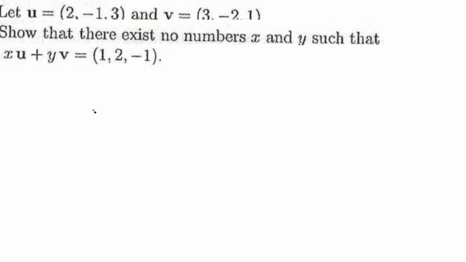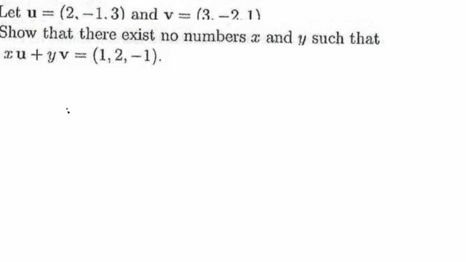Okay, so this is actually the second part of the question. If you haven't already seen the first part, it's just the last video. So it says, let u equal (2, -1, 3) and v equal (3, -2, 1). Show that there exist no numbers x and y such that xu plus yv is equal to (1, 2, -1). So last time we were asked to prove that there was a solution, and here we're asked to prove that there is no solution.